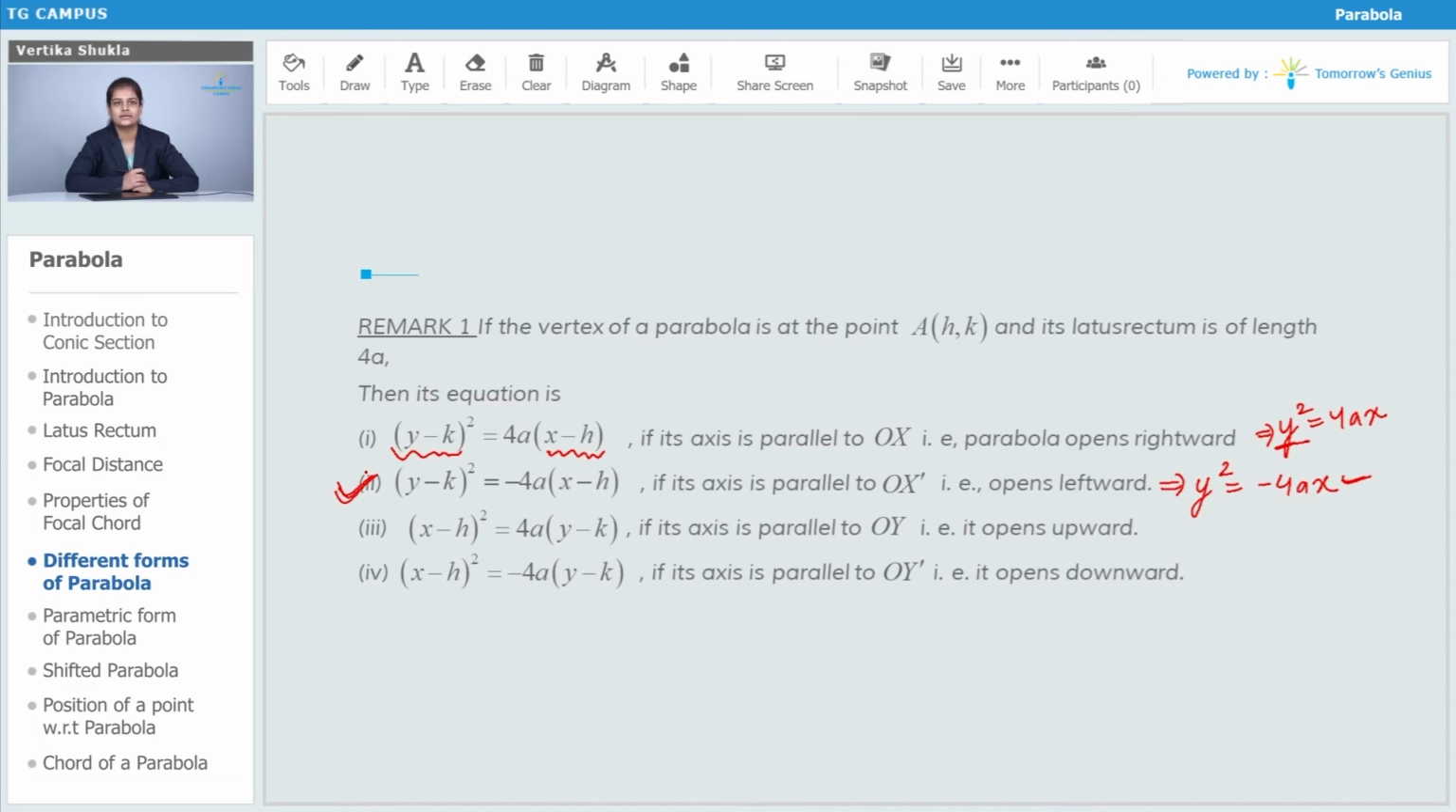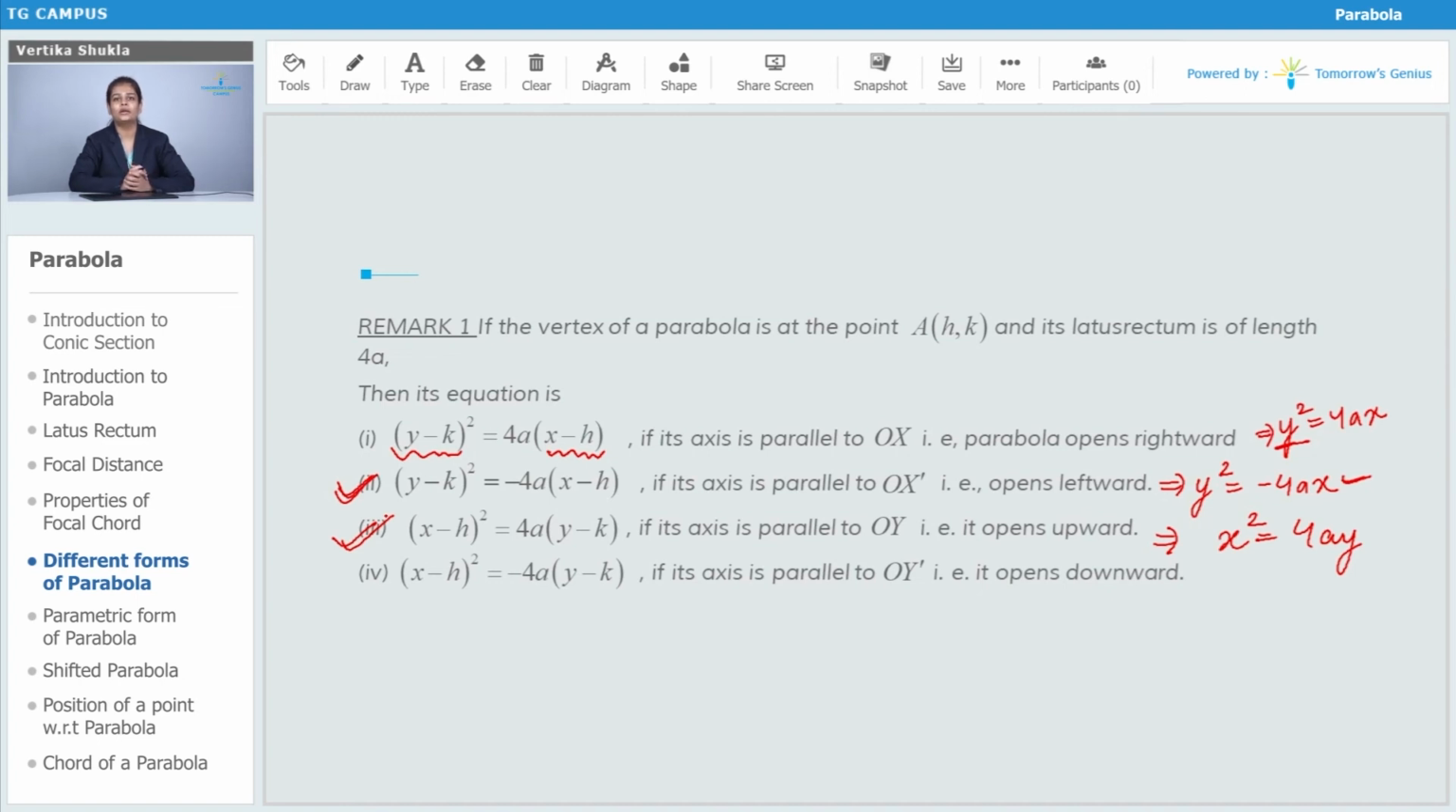Coming to the third point, it says that if the vertex is at h, k and the axis is parallel to OY. What is OY? OY is the positive direction of the y-axis. If the parabola has its axis parallel to the positive direction of the y-axis, in that case we will say that the parabola is somewhat similar to x square is equal to 4ay. But the vertex has shifted to h, k, so the equation will become x minus h whole square is equal to 4a into y minus k.